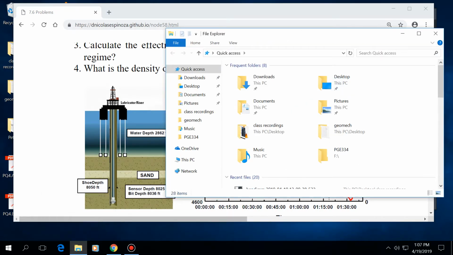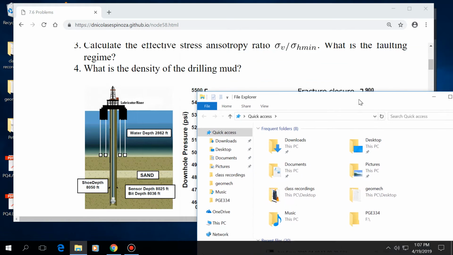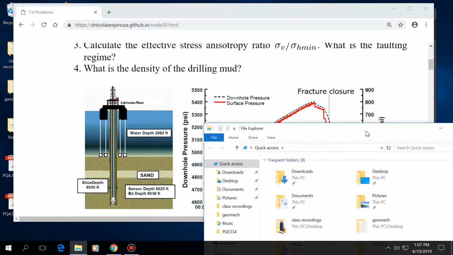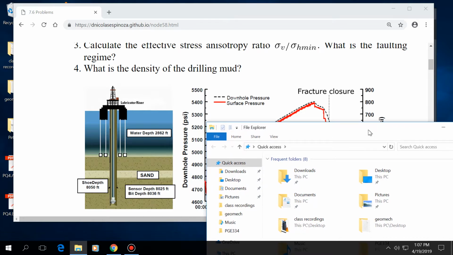Let me help you a little bit. We're going to use this as a ruler, and it's that value over there, right? So what is going to be the fracture closure pressure? Yeah, let's say 5,240, okay? So I know that now S3 is 5,240 psi.